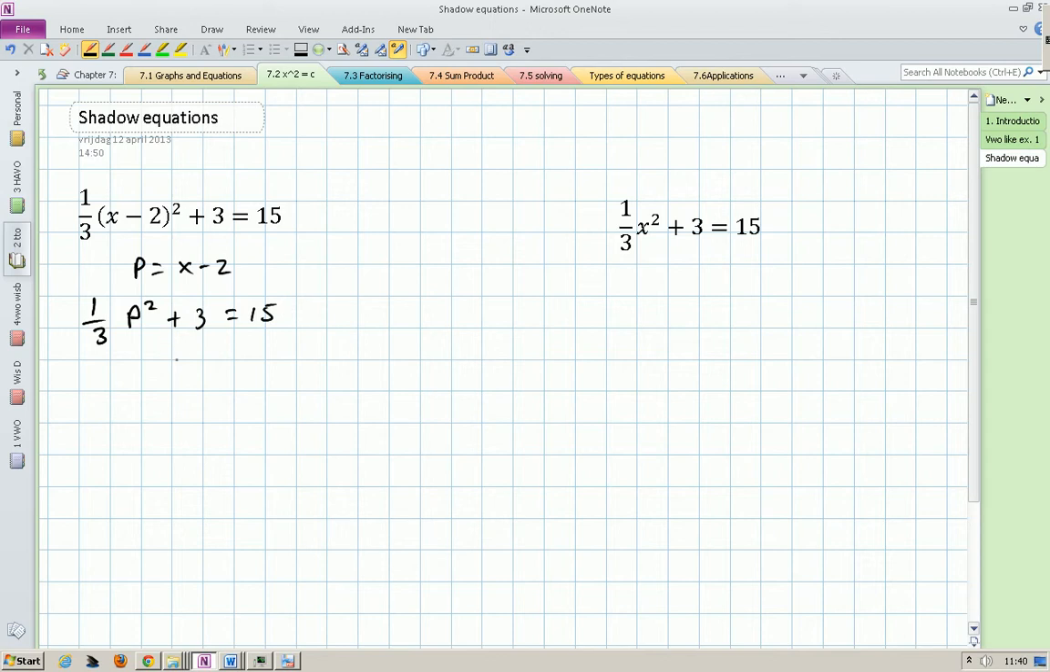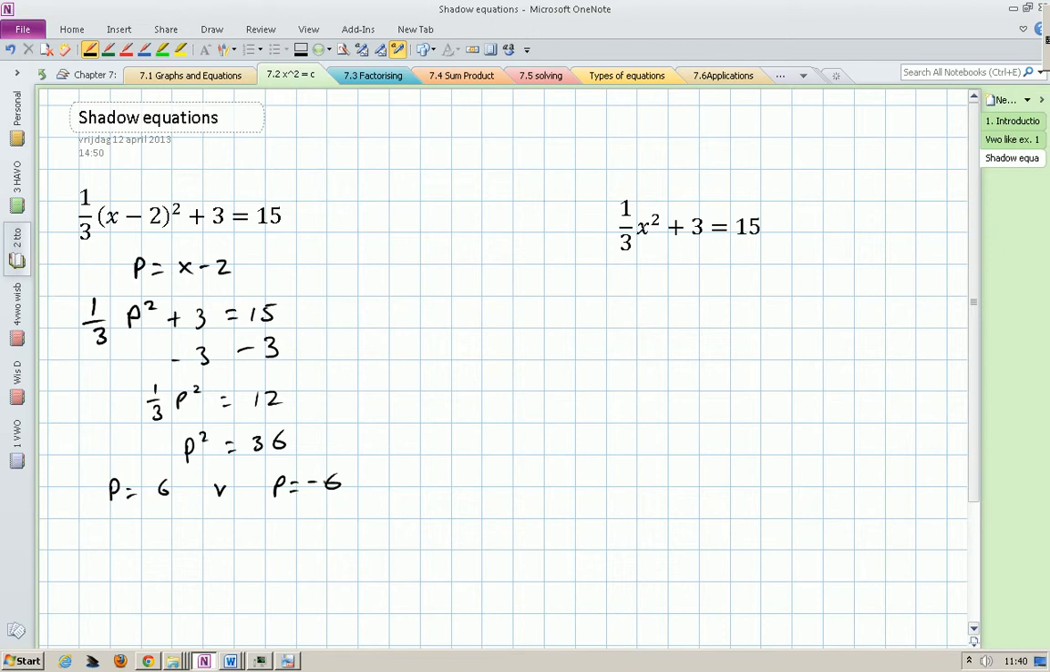I'm then going to subtract 3 on both sides. So really what I'm doing now is solving this equation here that we have. And that's going to be 1/3 p squared is equal to 12. I'm multiplying by 3, and that will give me p squared is equal to 36. And then I've got p is equal to 6, or p is equal to minus 6.